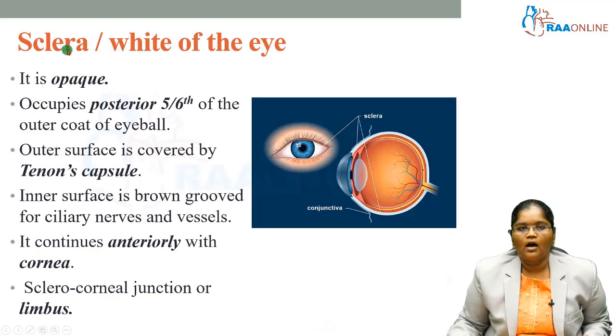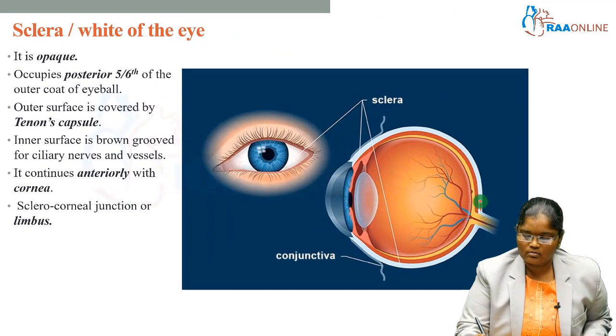First, let's see the outer coat. The outer coat contains sclera and the cornea. First, I'll discuss the sclera. The sclera, or white of the eye. Since it is white in color, it is the white of the eye. So this outer layer is the sclera. It is opaque. It occupies the posterior 5/6 of the outer coat of the eyeball. So this layer, which is white in color, I am tracing.